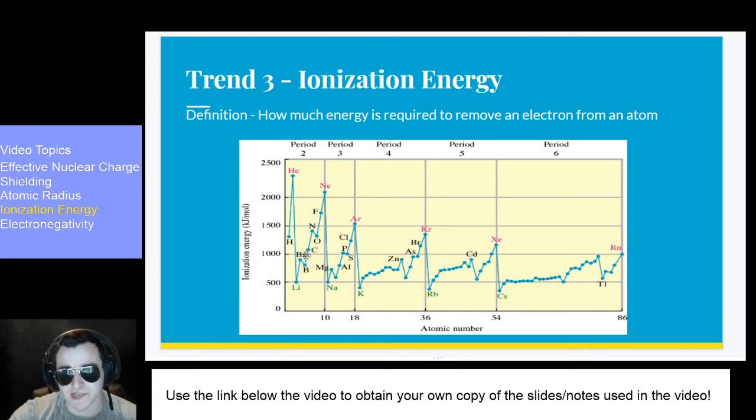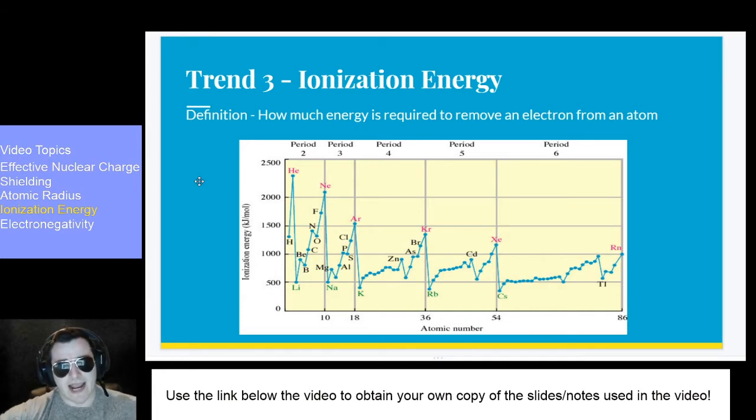These are different rows. For example, this is row 2. We've got lithium, which appears to be the lowest, and fluorine and neon up here at the tippy top. Notice our noble gases very, very, very high up. Once again, ionization energy, how much energy is required to remove an electron? Well, what is the explanation for the trend that we see? How can we tie this back to effective nuclear charge and shielding?